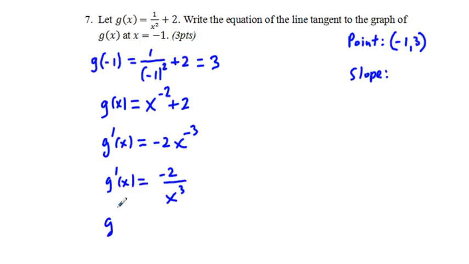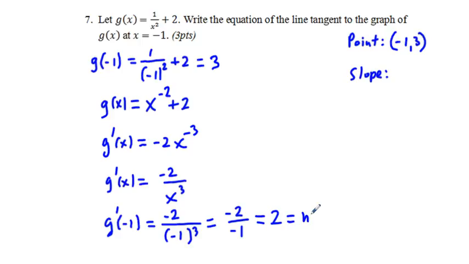And now to find the slope at x equals negative 1, if we put g prime at negative 1, we get negative 2 over negative 1 to the third power. What that's going to be is negative 2 over negative 1, because negative 1 cubed is going to be negative 1. So our answer for that is 2, and we call that m sub t. So m sub t, which is the slope of the tangent line, is 2.